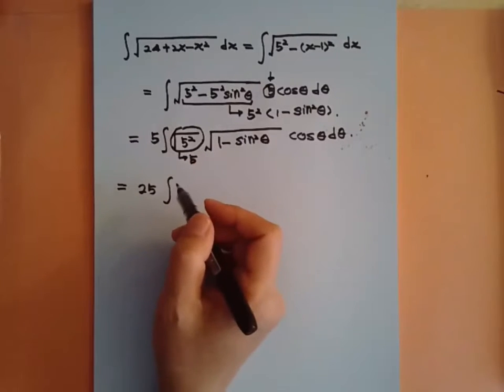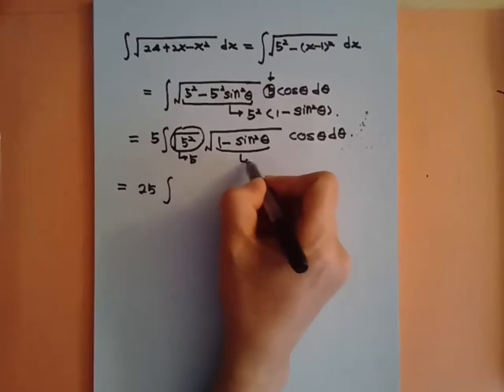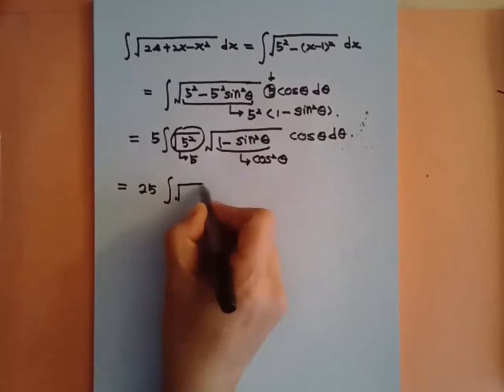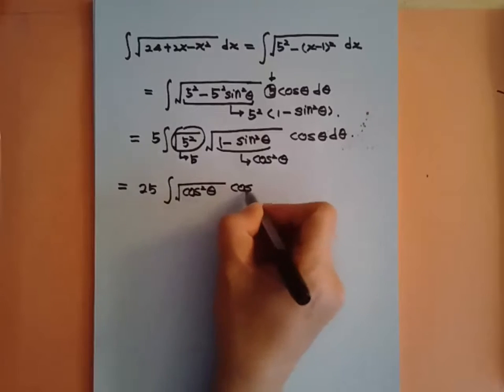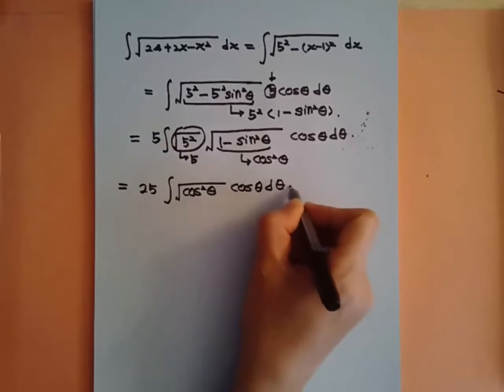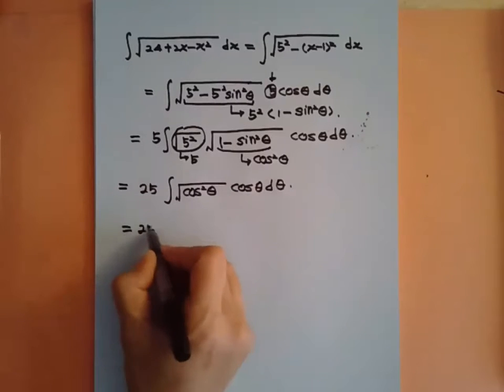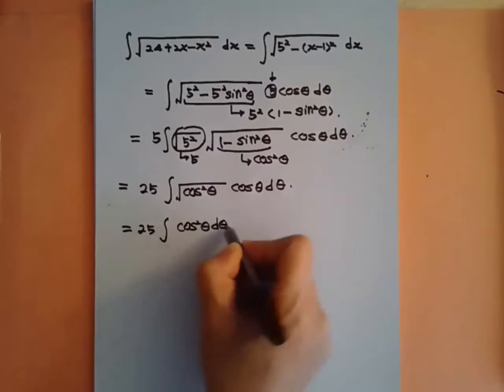Integration. What is this? This one, by the Pythagorean formula, that is cosine squared of theta. So we have the square root of cosine squared of theta times cosine of theta d theta. So we have 25 times the integral. This one is cosine. Cosine times cosine is cosine squared of theta d theta, right?